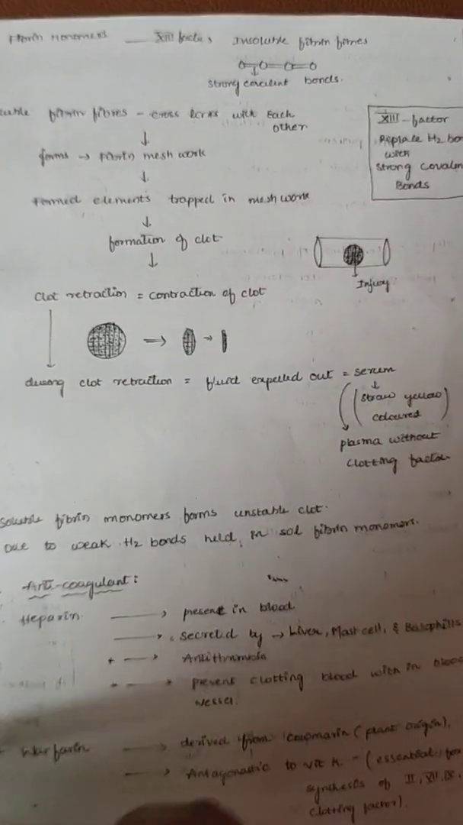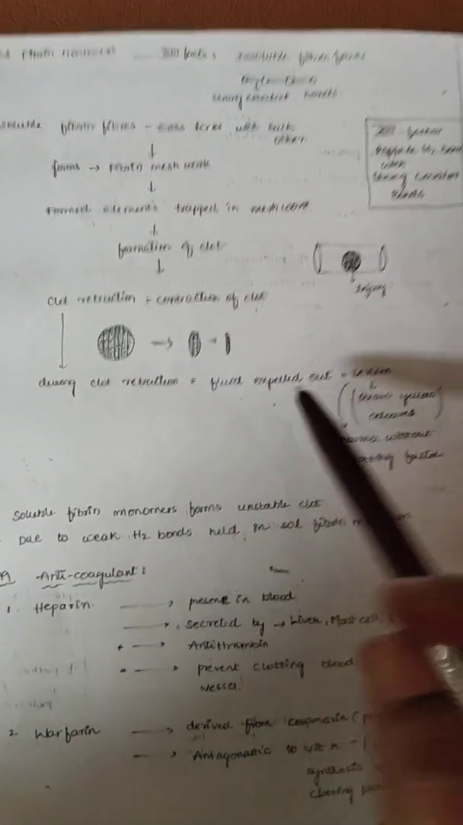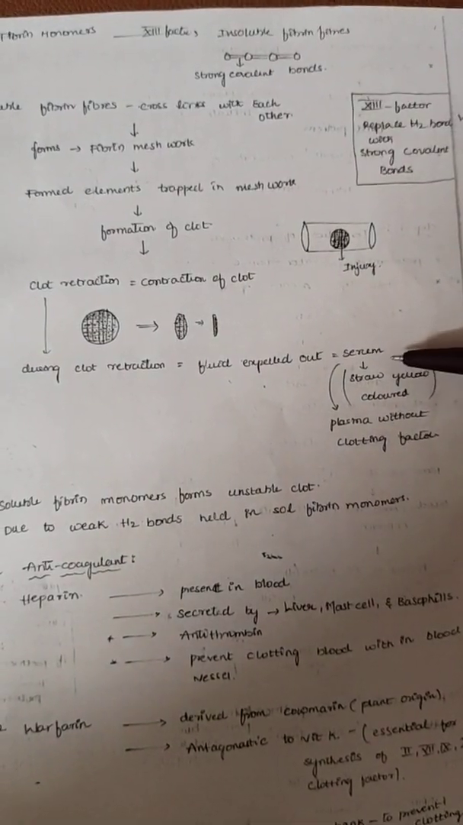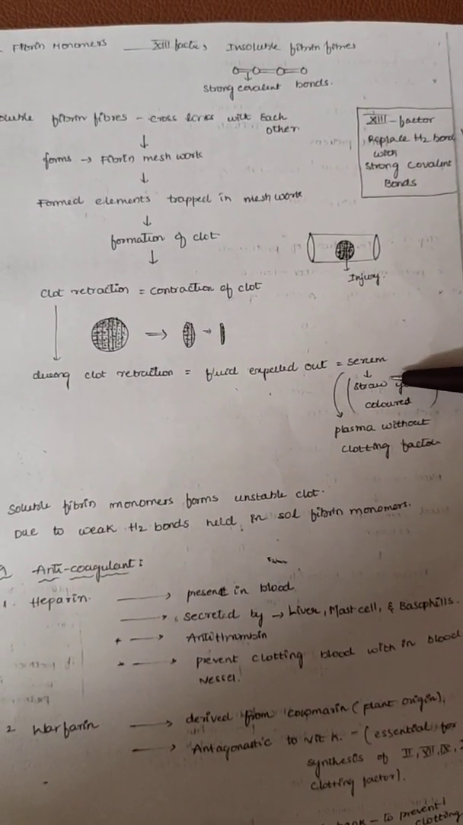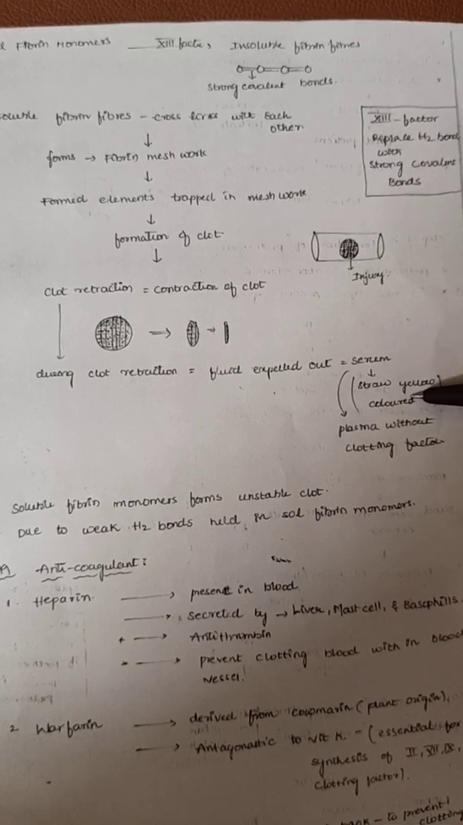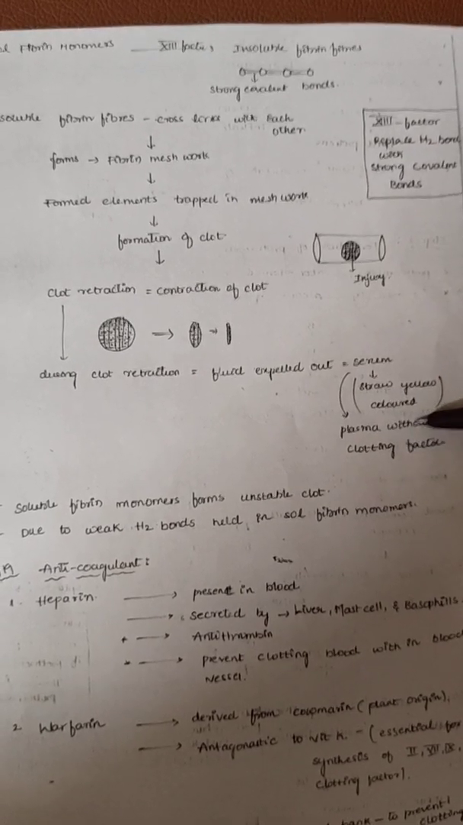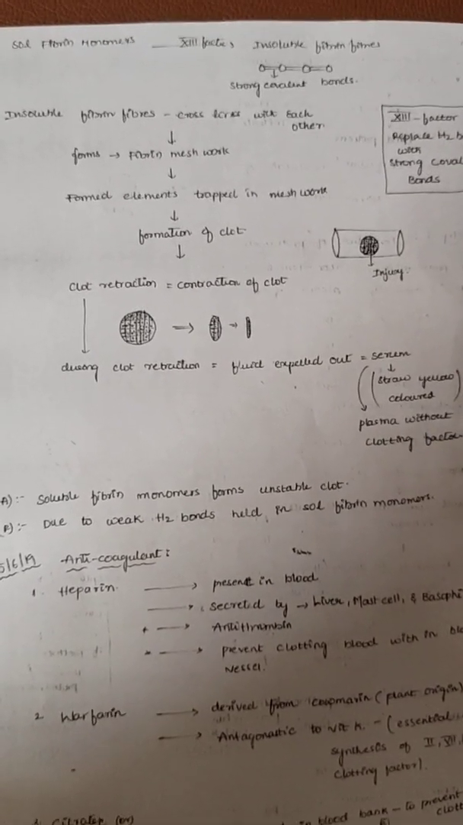During this clot reaction, a fluid is exuded out. That is called serum. The serum is a straw yellow color. It is plasma without clotting factors.